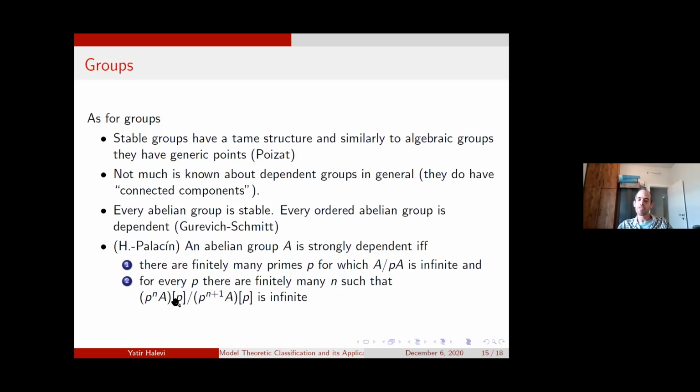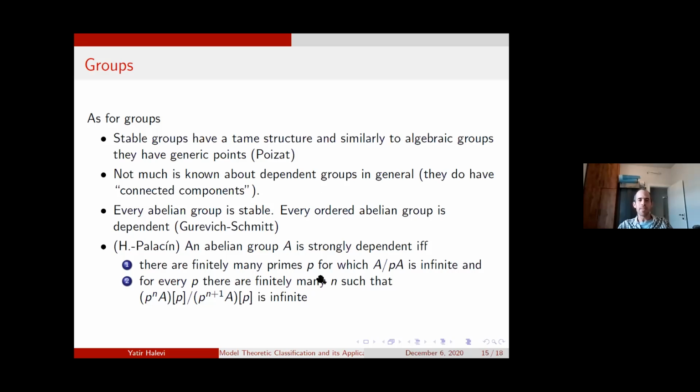And what do I mean by square brackets p? I mean the p-torsion points. I mean all the points of this group that if you multiply them by p, you get 0. You need that this quotient is infinite. There are only finitely many n for which this is infinite. And we do it by really analyzing the definable sets, the formulas that you can say within an abelian group.